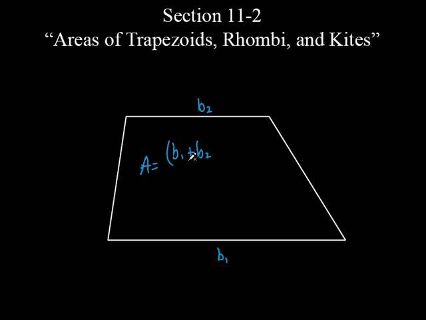So I'm going to take the first base and the second base, add them together, it doesn't matter what order you add them, multiply by the height, and divide it by 2. See how that's really close to the area of a triangle? Base times height divided by 2, except a trapezoid has two bases.